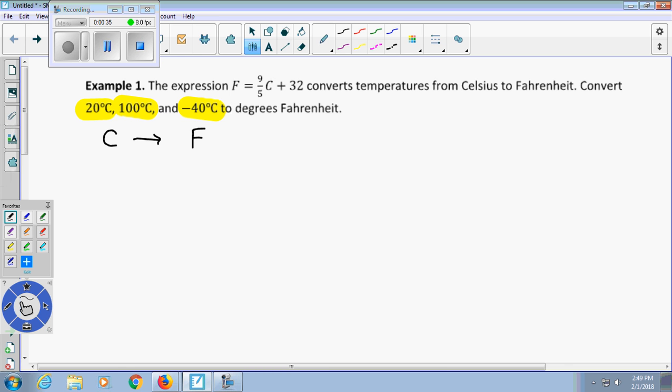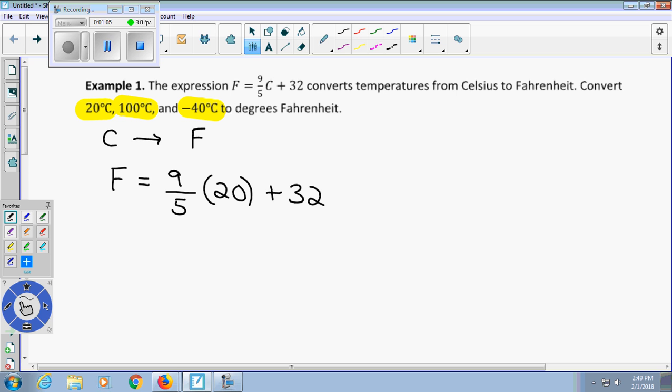I'll start with 20 degrees Celsius. The idea is you take your formula, F, and any place that you see the letter C, we're going to replace it. So we have 9/5, C is equal to 20. I'll leave off the units. And then we're going to add 32. And if we simplify this, the value we get back is the corresponding temperature, but now in degrees Fahrenheit.